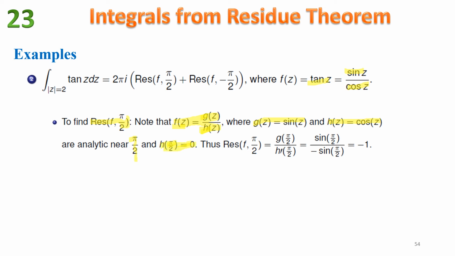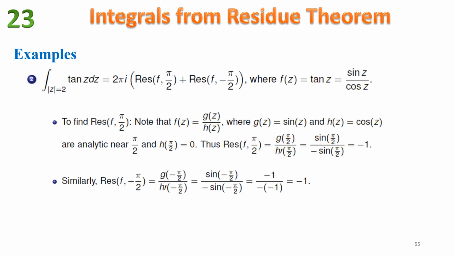All the conditions for that remark are satisfied, and we can find the residue of f at pi by 2 equal to g of pi by 2 divided by h dash of pi by 2. So here we can work out sin of pi by 2 upon minus sin of pi by 2 equal to minus 1. In a similar fashion, we can find the residue of the function at minus pi by 2, which turns out to be again minus 1.